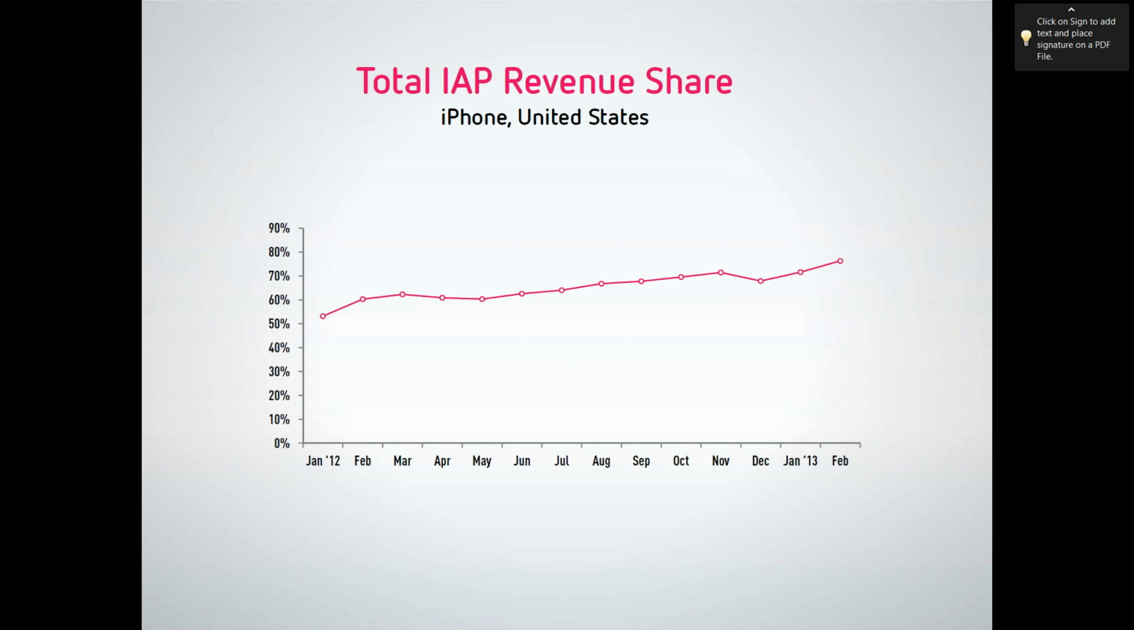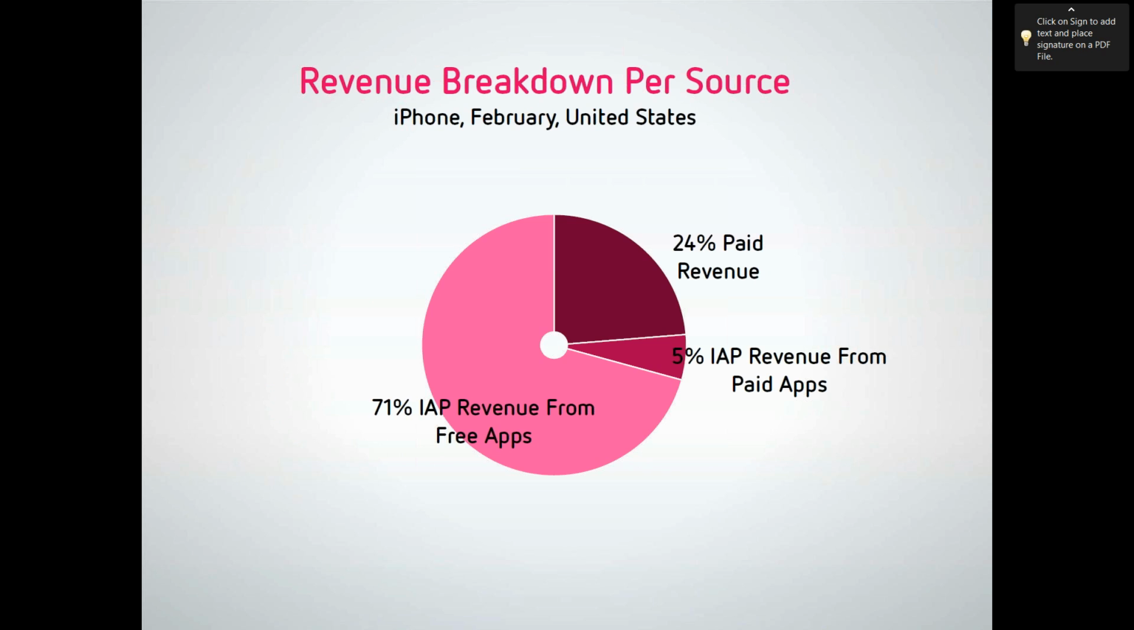So it really shows the importance of in-app purchases. And you can see in the next graph that specifically for free apps with in-app purchases, the share of revenue is really large. This in-app purchase revenue is mostly coming from free apps, and not paid apps. In-app purchase revenue from paid apps is only 5%, and 71% for the iPhone in the US was in-app purchase revenue from free apps. So this shows that in-app purchases are really important.